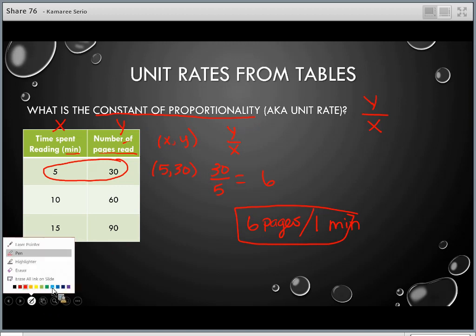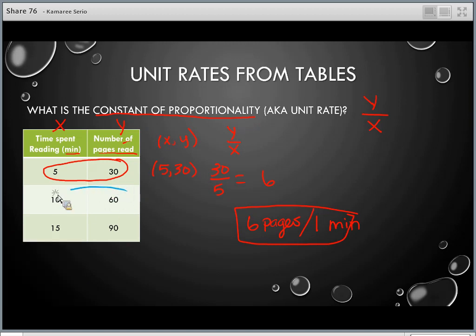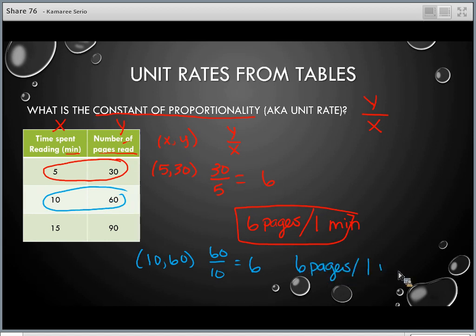So let's try one with the second one. Okay, so 10 and 60. I'll do it down here. I have 10 comma 60. When I write it as Y over X, I have 60 over 10, and I still get 6. So this is still 6 pages per 1 minute.